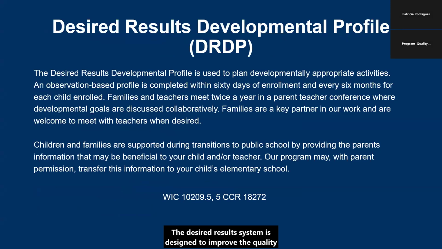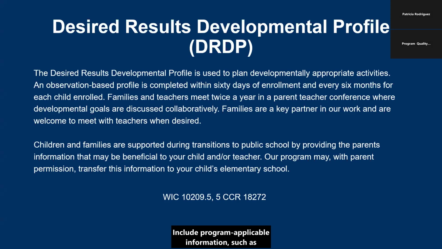The desired results system is designed to improve the quality of programs and services to all children from birth through 12 years of age. Programs can use this area to share with families how the DRDP data is utilized to plan and conduct developmentally appropriate activities that support children's learning and development. Programs should provide a description of the DRDP assessment process and the goal of your program for using the DRDP tool, informing families how DRDP assessments are completed over time.